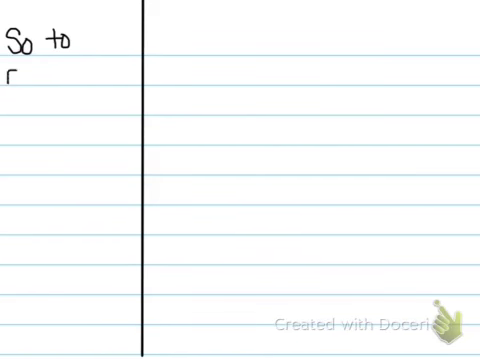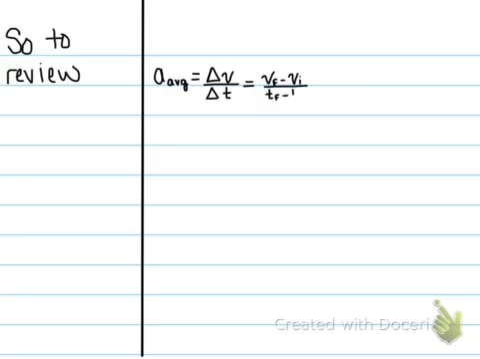So we're going to go ahead and review a little bit. Average acceleration is delta v divided by delta t, and that just means the change in, triangle means delta, change in velocity over change in time. So that's vf minus vi divided by tf minus ti. If you wanted to know specifically just the time final minus time initial, that's just your time. How long did it take?